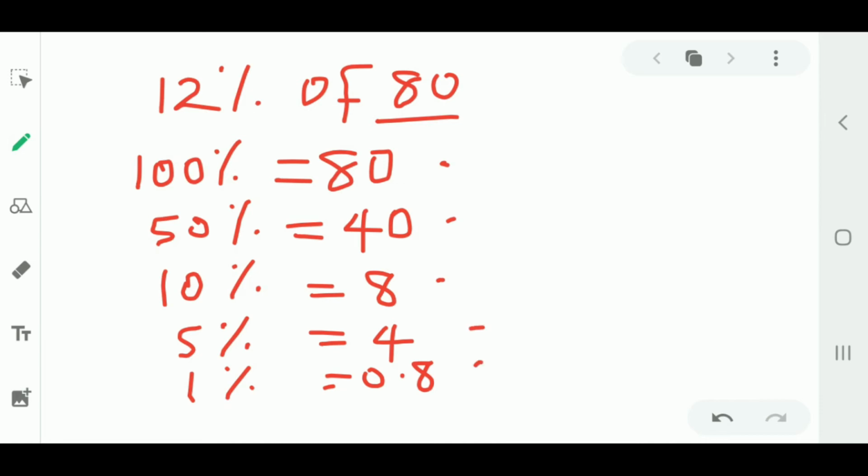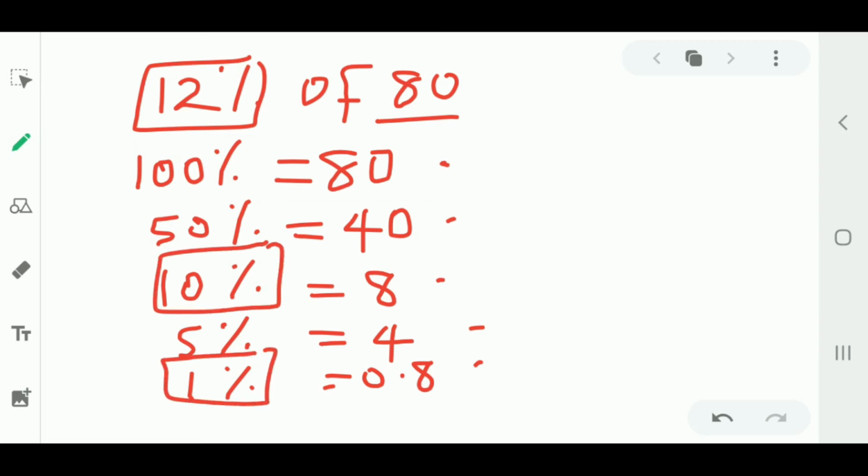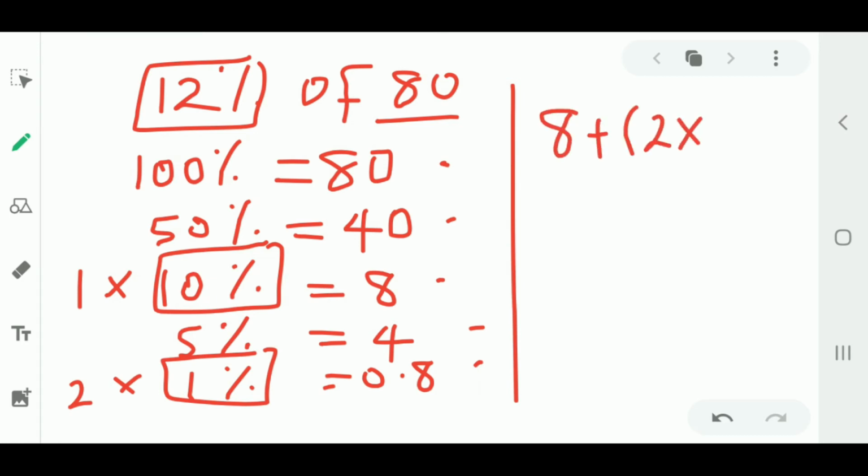So what you do now, you want to get 12%. You look and see which numbers you can add to get 12%. You can add 10% and you can add 1% twice. So times 1, times 2. That would give you 8 plus 2 times 0.8. And if you add those together, you get 9.6. Let's try another example using this approach.